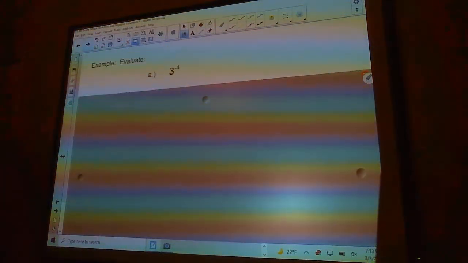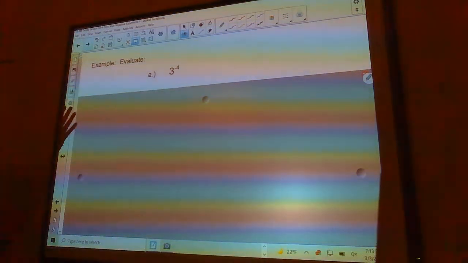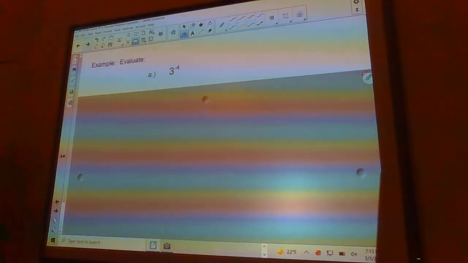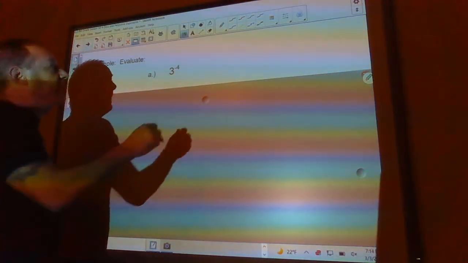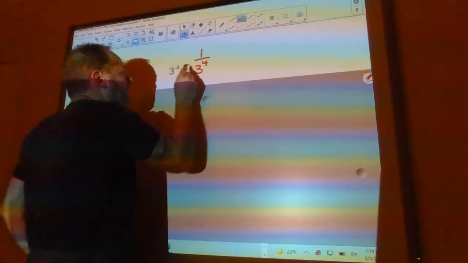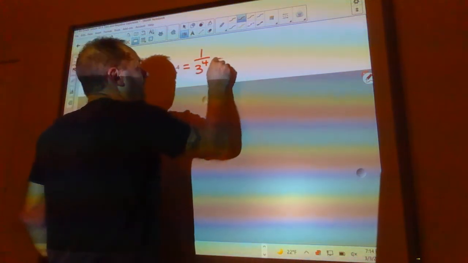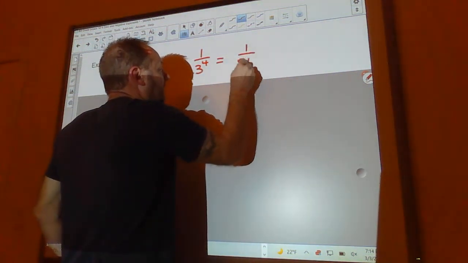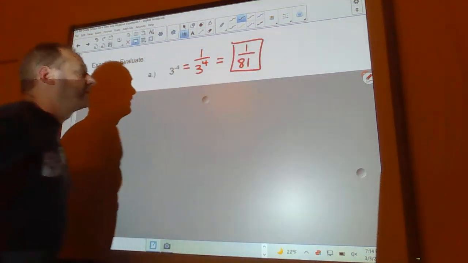All right, so evaluate this. 3 to the negative 4th power. Well, that's going to be 1 over 3 to the 4th power. And 3 to the 4th power is 81, so this is 1 over 81, and you're done.